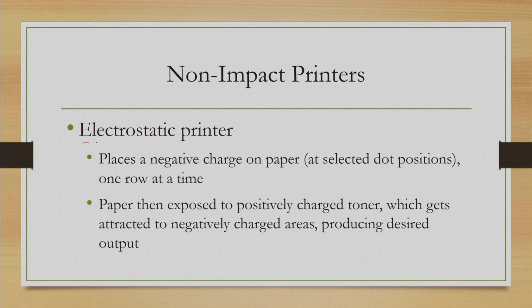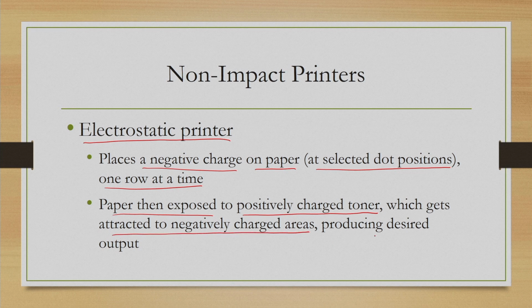Then we have electrostatic printer. In this case, a negative charge is placed on paper at selected dot positions, one row at a time. Now, the paper is then exposed to positively charged toner, which gets attracted to the negatively charged areas, producing the desired output.